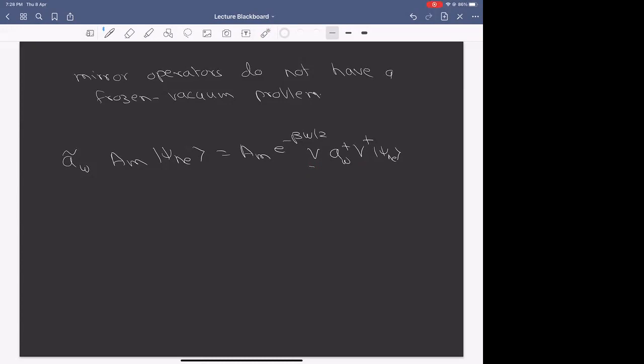If we have factors of the Hamiltonian, so if you had the mirror operator with some factors of the Hamiltonian with these non-equilibrium states, then what does the action look like? Is it the same as earlier?